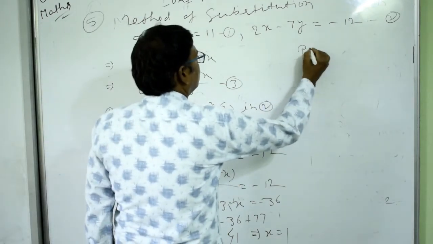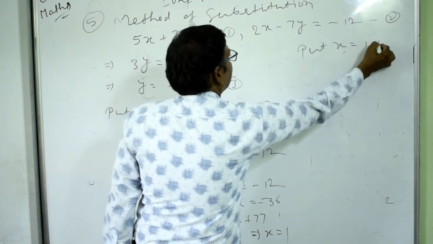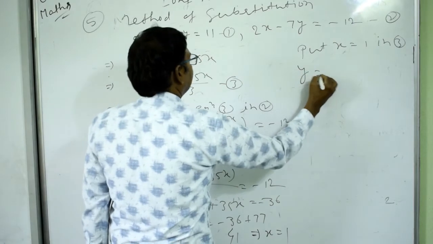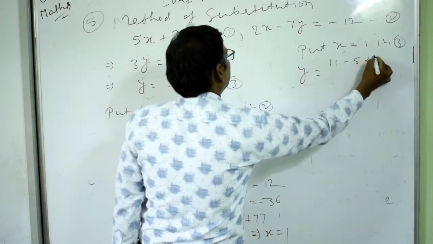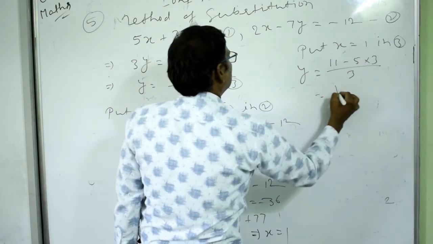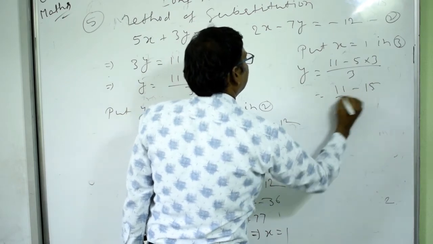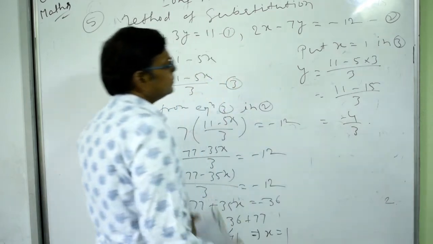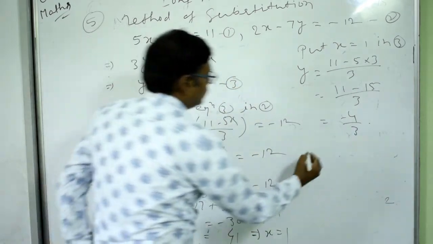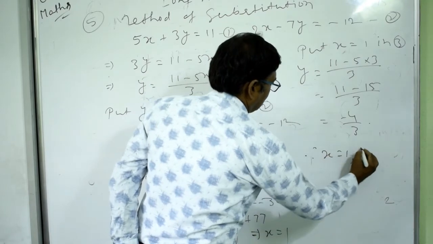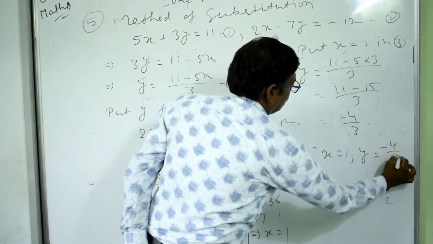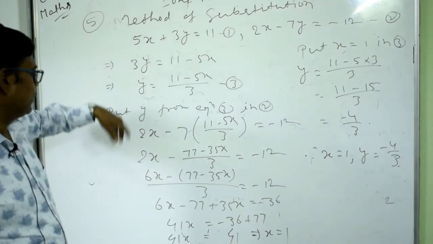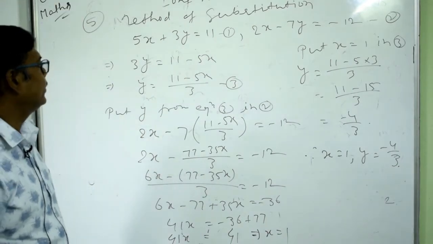Now put x equal to 1 in 3, that is here. So you will get the value of y, that is 11 minus 5 into 3 by 3, that is 11 minus 15 by 3 equal to minus 4 by 3. So therefore you have x equal to 1 and y equal to minus 4 by 3. So this is the answer of this question.